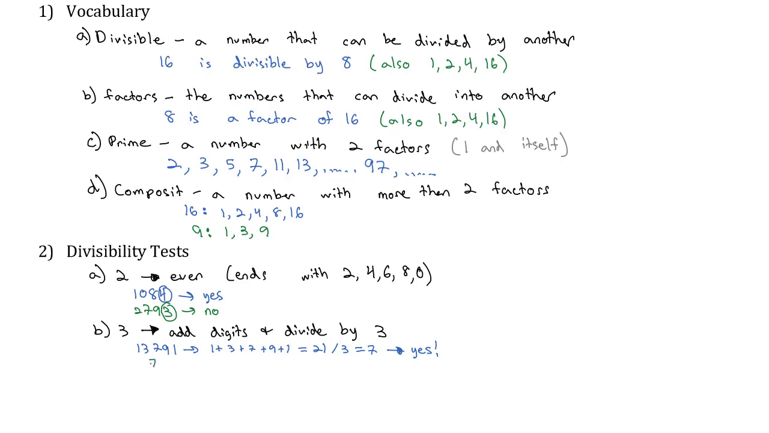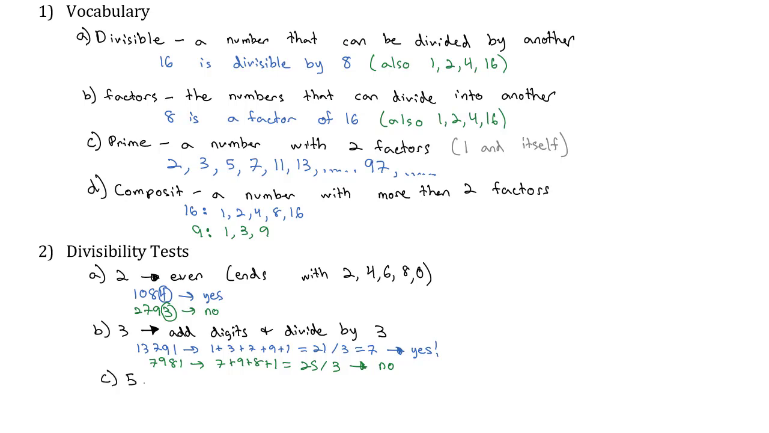Compare that to the number 7,981. If I add those digits together, 7 plus 9 plus 8 plus 1, we end up getting 25. I can't do 25 divided by 3 without getting a remainder. So that means the larger number, 7,981, does not have a factor of 3. It is not divisible by 3.